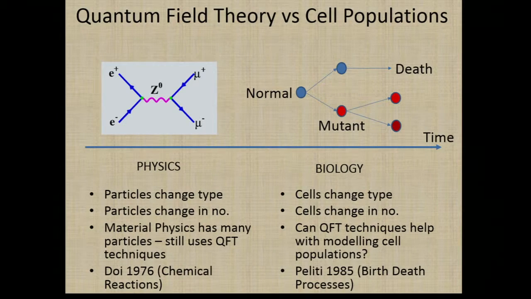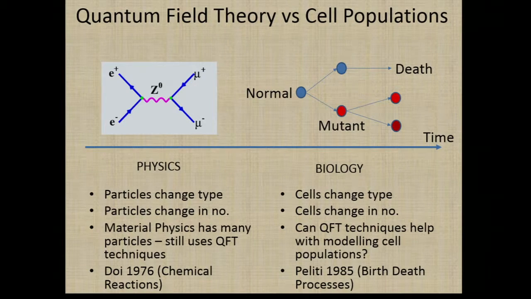So I'm not going to get into the specifics too much. I'm just going to draw analogies. So in terms of physics, we've maybe seen Feynman diagrams before, where you've got 2 particles come in and then 2 particles come out. The particles change type. Now this is what we might be a bit more familiar with. We've got a normal cell. It changes into a mutant, so it's changing species, just like we have in physics. And we get death as well. So the other thing is that we've got particles changing in number. We've got cells changing in number. So there's a lot of analogy that goes on here.